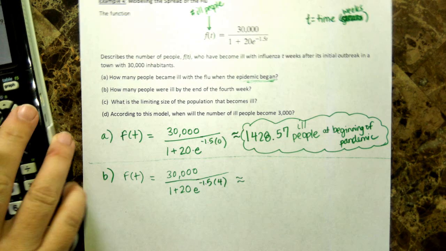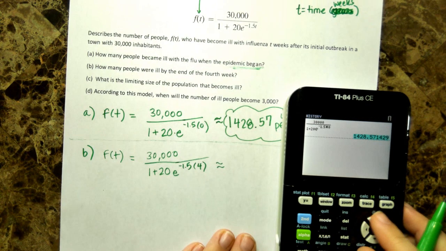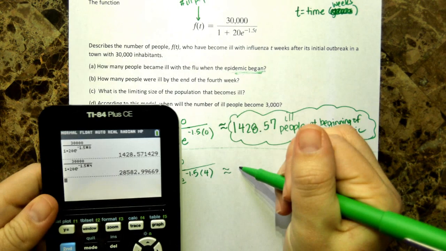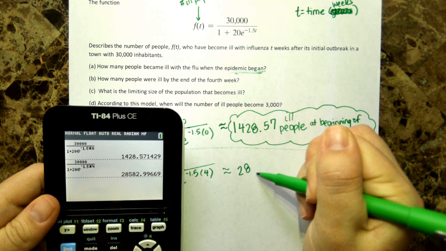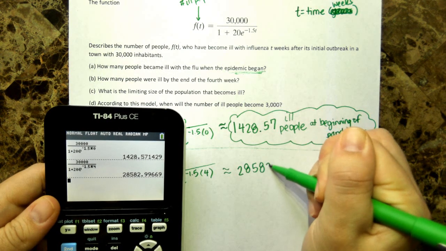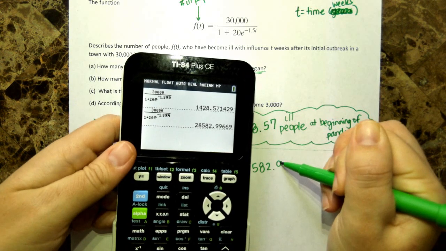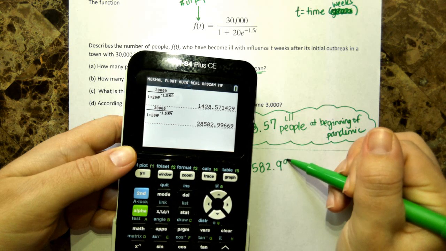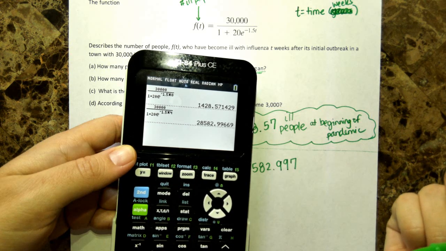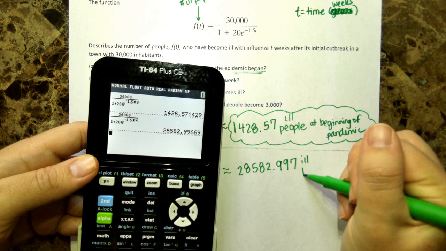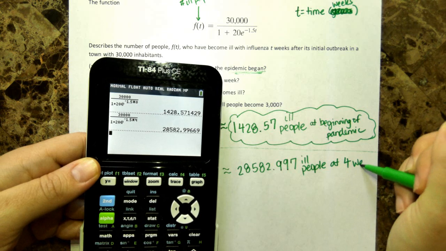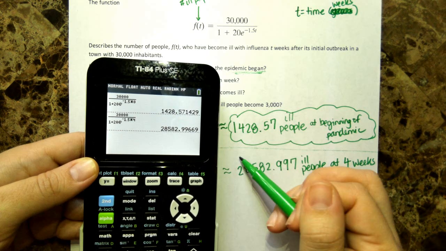Let's go ahead and type that entire thing in. I'm just going to copy and paste it so I don't have to retype the whole thing, and change that 0 to a 4. And that's what I got. This is 28,000, holy cow, 582 point, if I'm rounding to 3 decimals, 0.997 ill people. So that's how many people now have the flu at just 4 weeks. Just crazy to see how fast things like this grow.